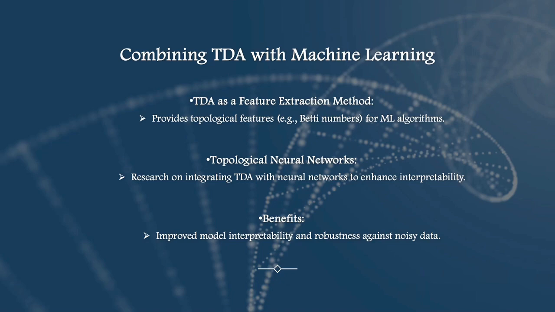TDA can also enhance machine learning models by serving as a feature extraction technique. By using topological features like Betti numbers, we can give machine learning models additional insights that help improve their interpretability and robustness. Research is also exploring ways to integrate TDA directly with neural networks, creating what's known as topological neural networks. This fusion can help us better understand how neural networks make decisions, especially in noisy data environments.